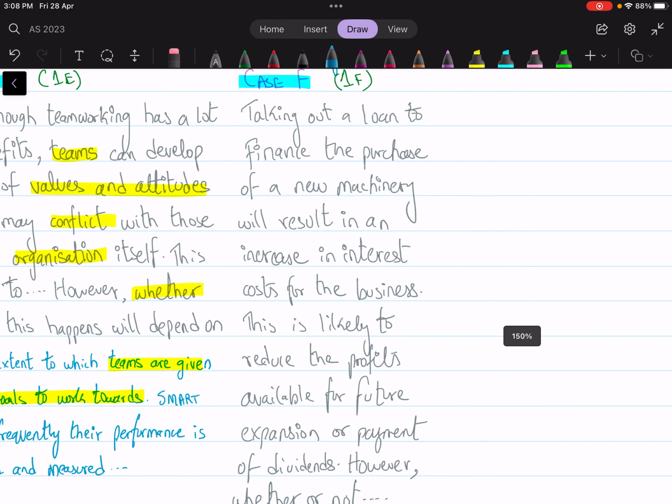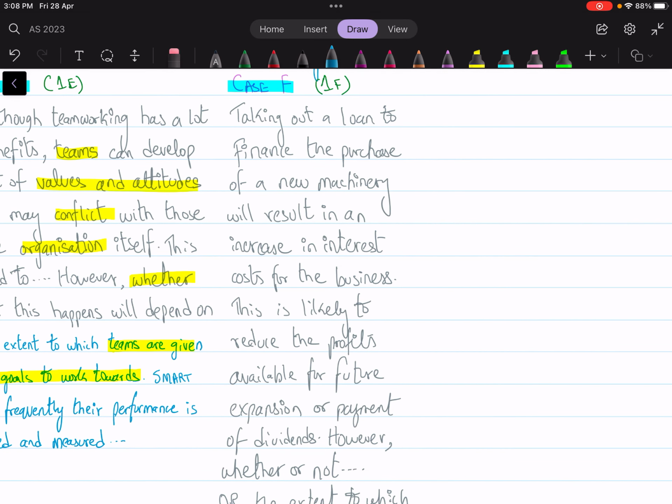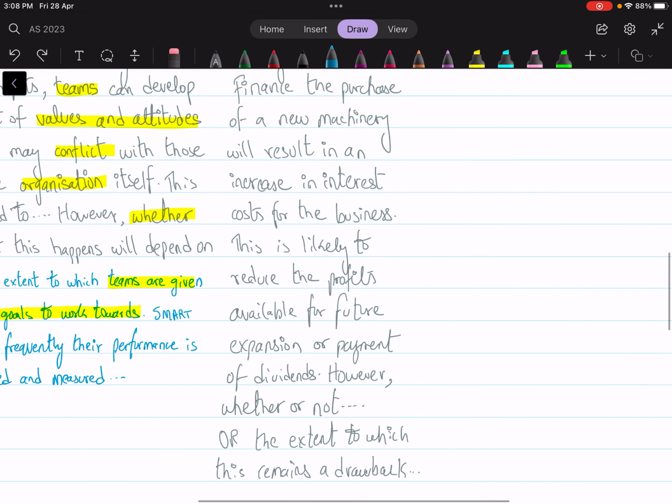So this is case F. I'm just going to read it out for you. Let me know in the comments along with the indication that you are giving the answer for case 1F. Taking out a loan to finance the purchase of new machinery will result in an increase in interest cost for the business. This is likely to reduce the profits available for future expansion or payment of dividends. However, whether or not, or the extent to which this remains a drawback will depend upon... Meaning, the extent to which your profits reduce by the interest payments will depend upon... Let me know in the comments what you think would be the likely evaluative comments.